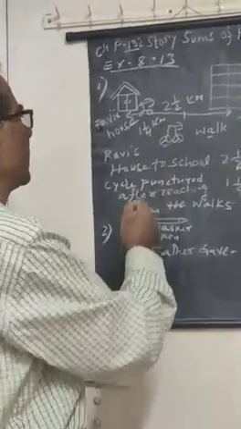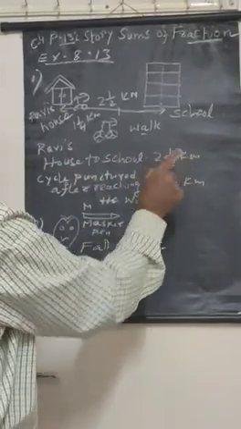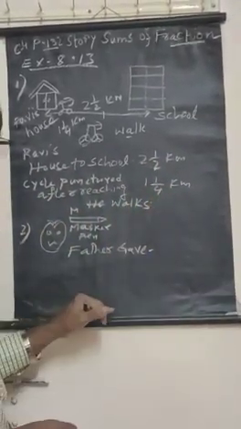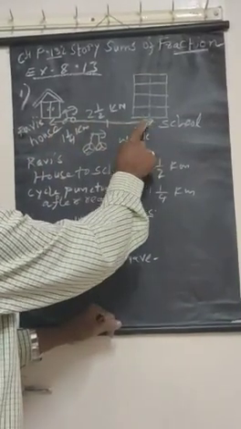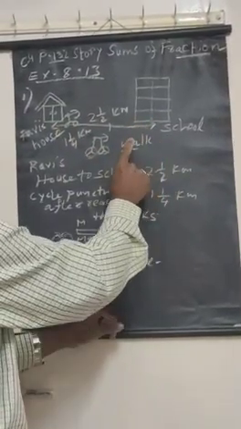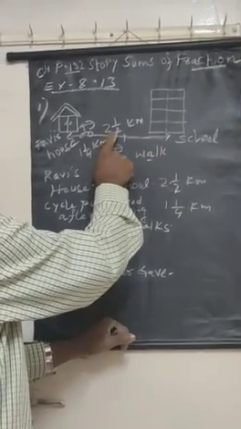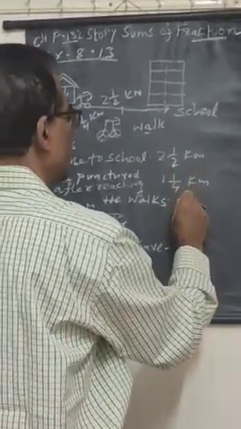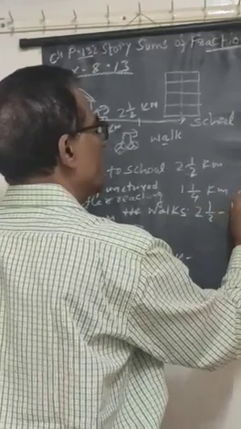Okay, so same thing. Then you have to write the sentences. Ravi's house to school is 2 integer 1 by 2 kilometers. Cycle punctured after reaching 1 integer 1 by 4. Okay, so now, as I told, we have to subtract, because if you take this as 2 and this as 1, then how much does he have to walk? 1 kilometer. How did you get it? By subtracting. How did you subtract? 2 integer 1 by 2 minus 1 integer 1 by 4. So here he walks 2 integer 1 by 2 minus 1 integer 1 by 4.